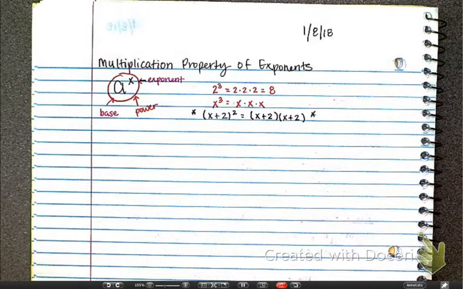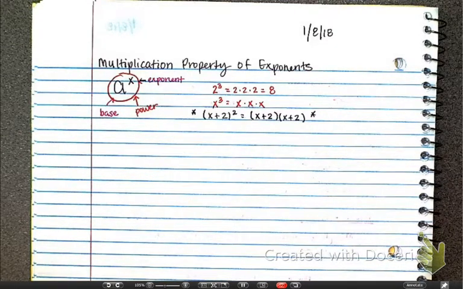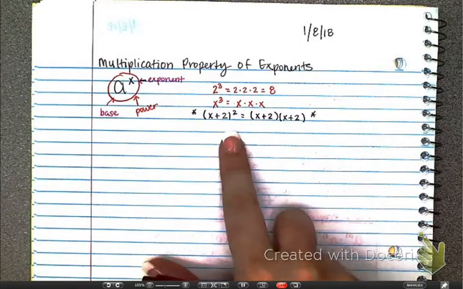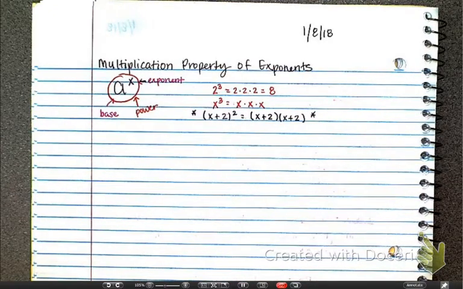It's not even really distributing because it's not a coefficient out front. So if it's in parentheses, you're just going to write it out that many times. So if this said x plus 2 to the 5th power, you would write x plus 2 5 times in parentheses. Okay?